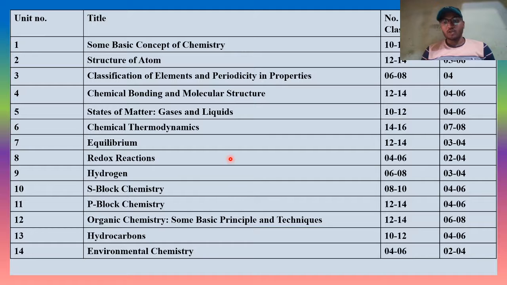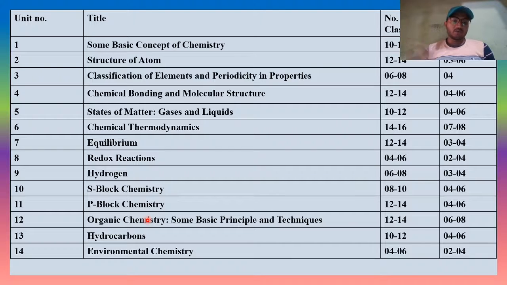Equilibrium, chemical equilibrium: 12 to 14 classes, and 3 to 4 are the maximum marks. Redox reactions: I will give you 4 to 6 classes, and 2 to 4 marks. Hydrogen: I will give you 6 to 8 classes, and it covers 3 to 4 marks in your exam.